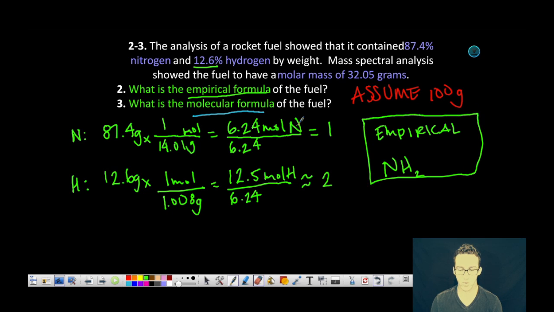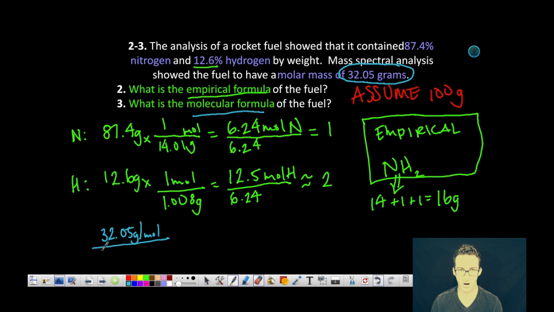Now, to determine what our molecular formula is, we're first going to figure out what the molar mass of our empirical formula is. I'm going to roughly estimate 14 from the nitrogen plus 1 from each of the hydrogens, which means our molar mass is approximately 16 grams for this empirical formula of NH2. Now, as we take a look at the problem, we're told that the molar mass of the actual compound is 32.05 grams.